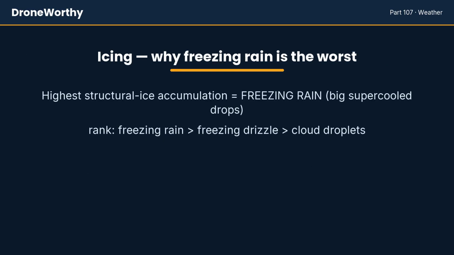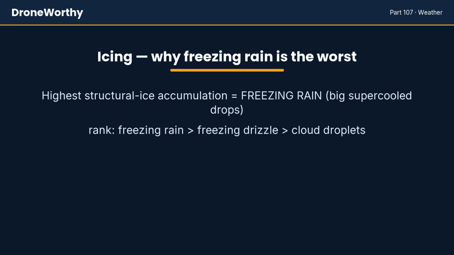Icing is the same instability story, just below freezing. The question the exam asks is, which situation builds ice the fastest? The answer is freezing rain. Its drops are large and supercooled. They hit the aircraft, spread out over a big area, and freeze, piling on ice faster than anything else.